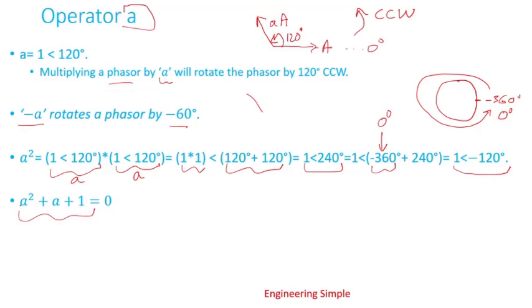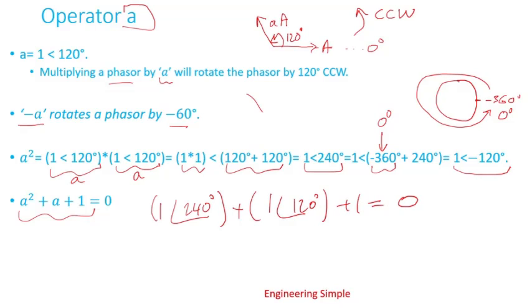And notice a squared plus a plus 1 is 0. Basically, if you carry out this simple algebra, you will find that it's equal to 0.